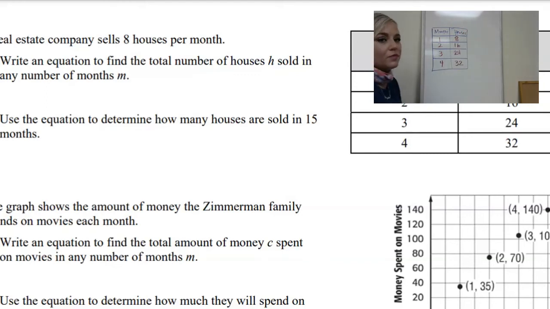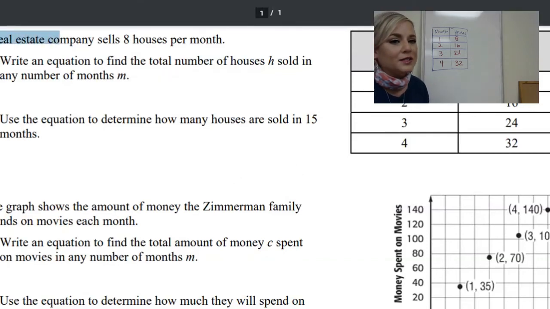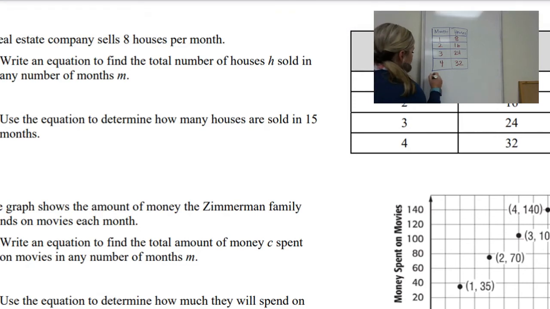Okay. So number 2 says up here, a real estate company sells 8 houses a month. They're already telling me how I'm going. I'm going 1 times 8, 2 times 8, 3 times 8, 4 times 8. I already know. It literally tells me, right? They want us to write an equation to find the total number of houses H sold in any given number of months. So that's easy again.